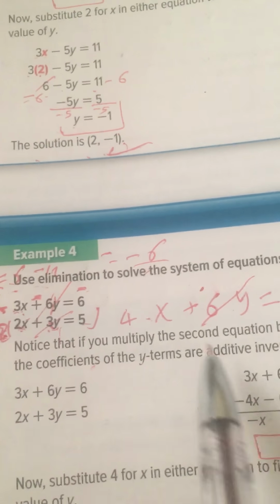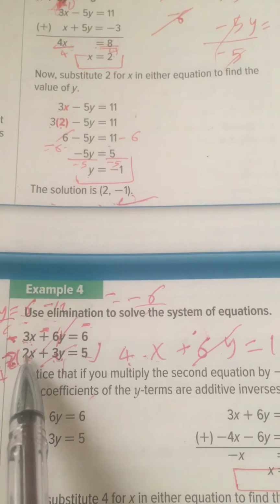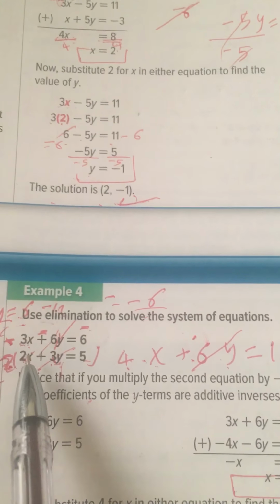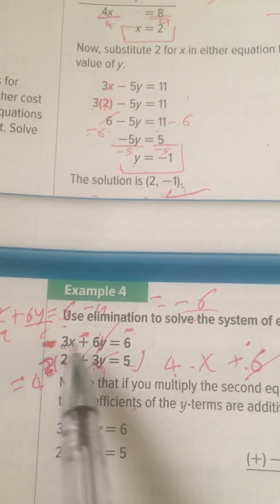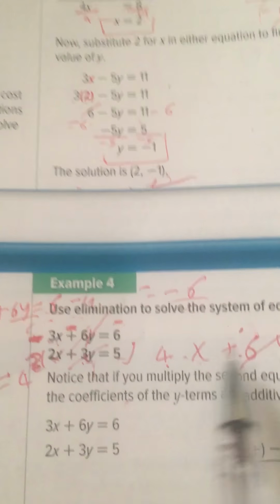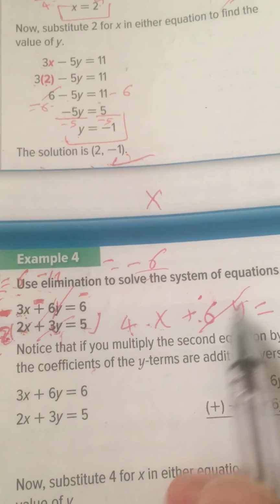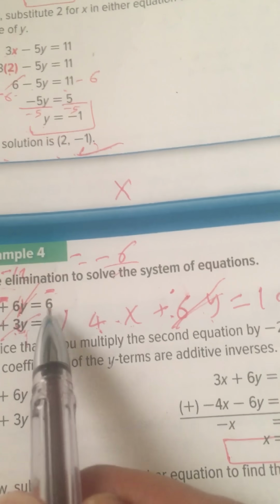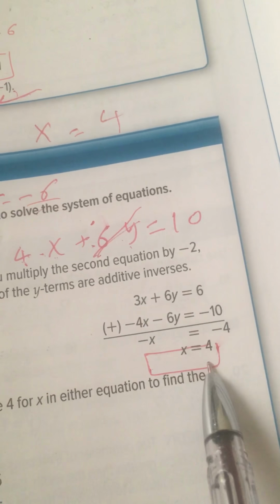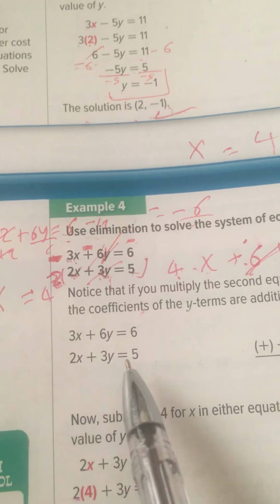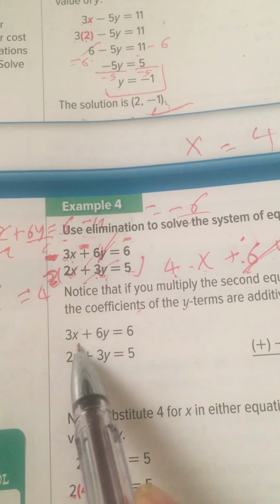4x minus 3x. I multiply by 2: 2 times 2 is 4x, 2 multiplied by 3 is 6, 2 multiplied by 5 is 10. Now I can delete, change the sign of either one. 4x minus 3x is x. 6y minus 6y is 0. 10 minus 6, x is 4. So x is 4. I can remove either one and write x is 4. For example, remove x and write 4.